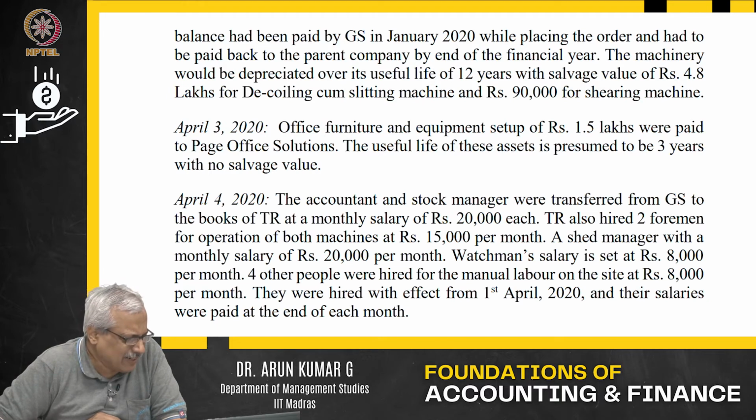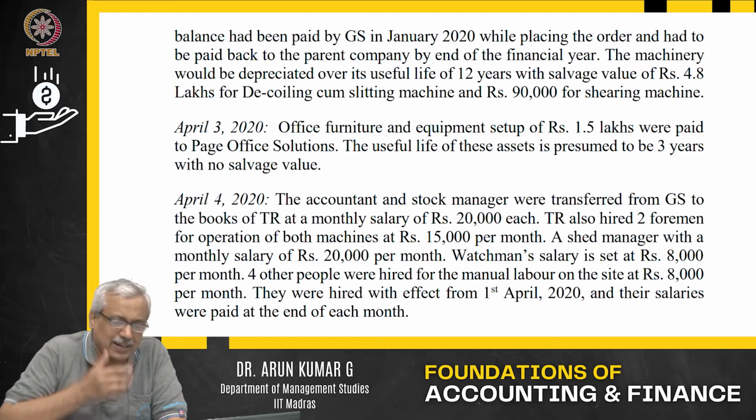A shed manager with a monthly salary of 20,000 per month. Watchman's salary is set at 8,000 per month. 4 other people were hired for the manual labor on the site at 8,000 per month. They were hired all with effect from 1st of April 2020, and their salaries were paid at the end of the month.